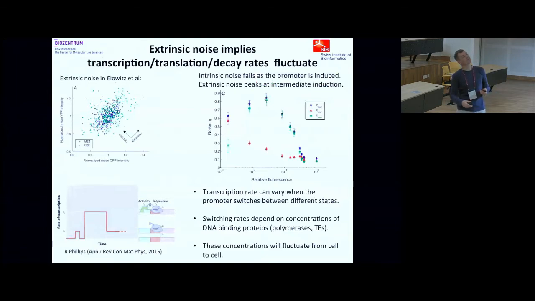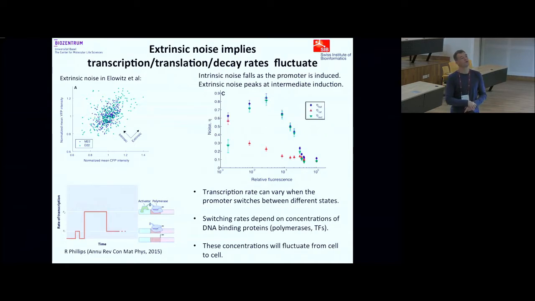Another way you can think about this is if this is the amount of green per cell and this is the amount of red per cell, and each dot here is a picture of an E. coli cell where they measure the amount of green and red, then the intrinsic noise is the variance along the diagonal, where the green and red are the same, and the extrinsic noise is the component of the variance that is orthogonal to this diagonal.